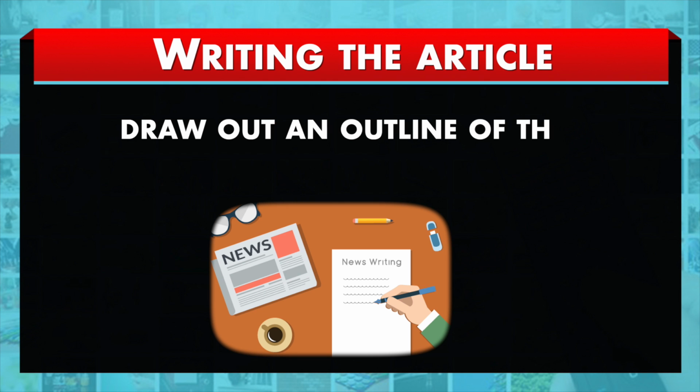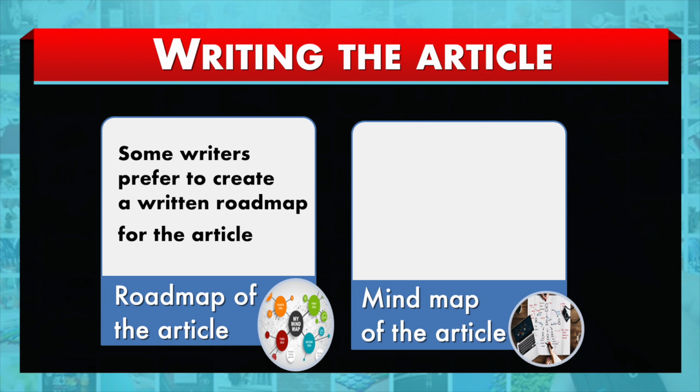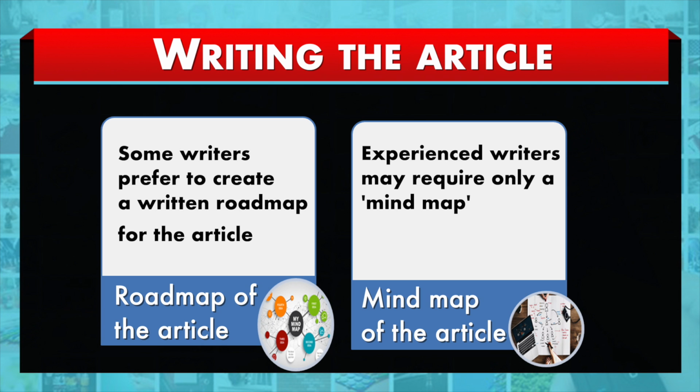After choosing the relevant information, one needs to draw out an outline of the whole article. Some call it a mind map, while others may refer to it as a roadmap of the article and areas that need to be focused on in the article. Some writers prefer to create a written roadmap for the article, while experienced writers may require only a mind map. It usually depends on the experience of the writer and her skills.